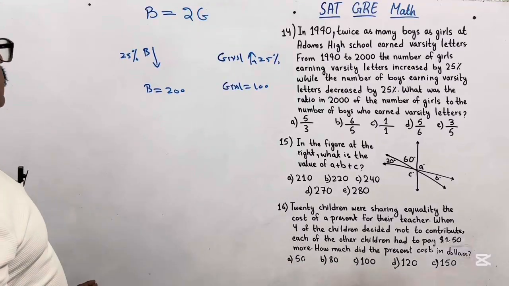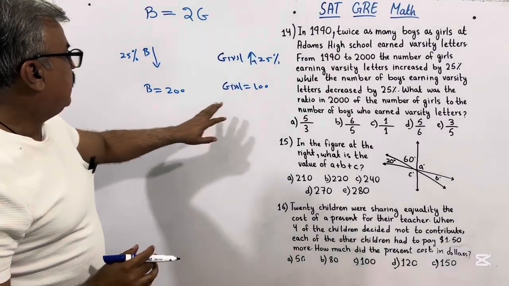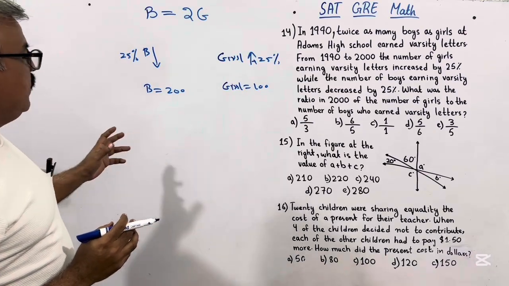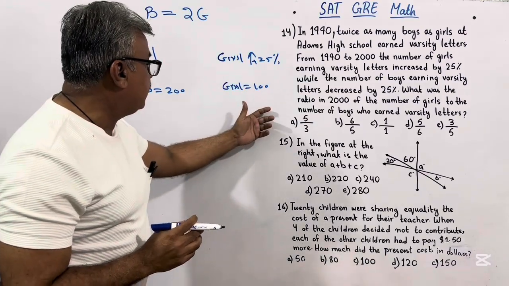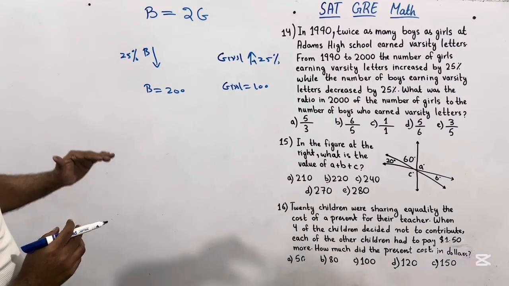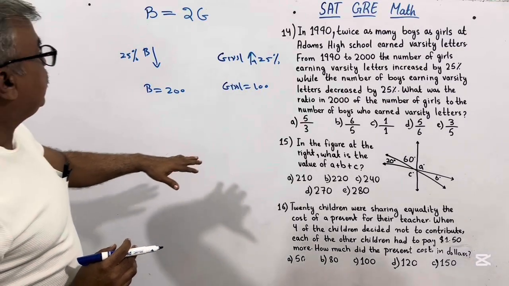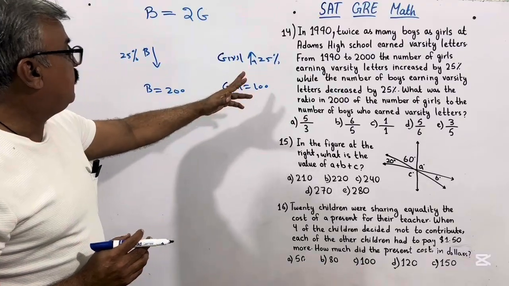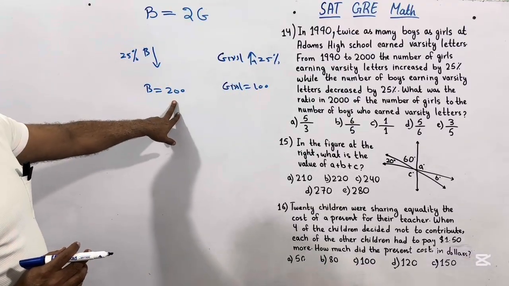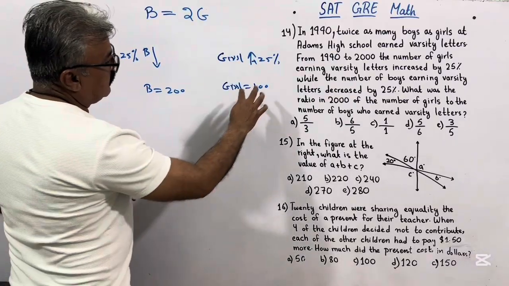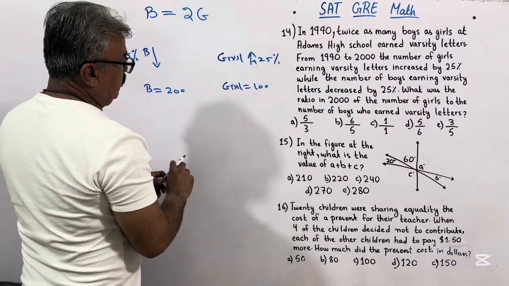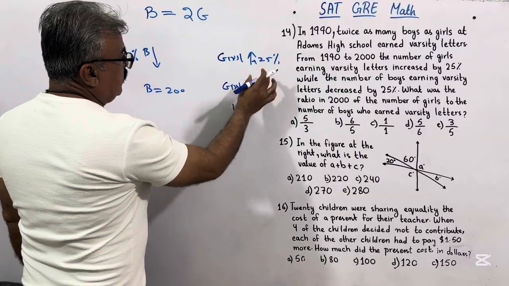Nothing is given to us, even we can write x or 2x. Taking some round number, some numbers having 100 or multiples of 100, is easy to calculate in percentage. I have taken girls as 100, and the number of boys is double the girls, so it's 200. Now girls earning varsity letters increased by 25%, total is 100.